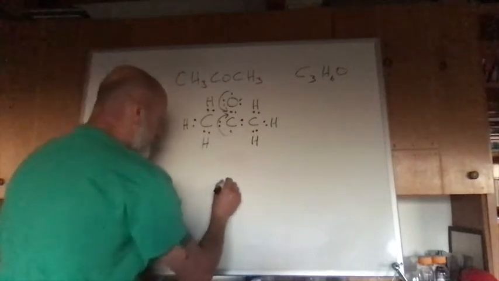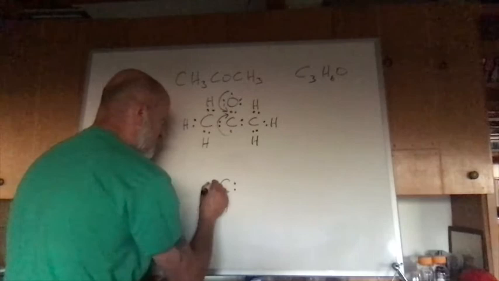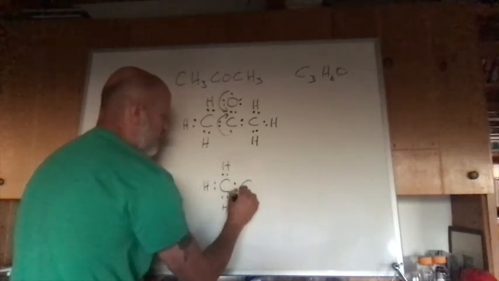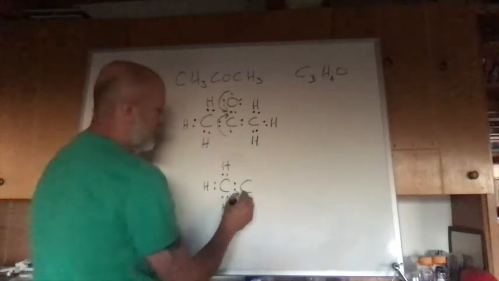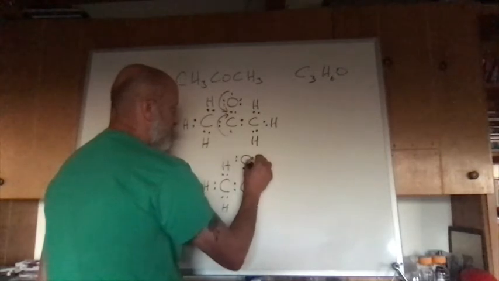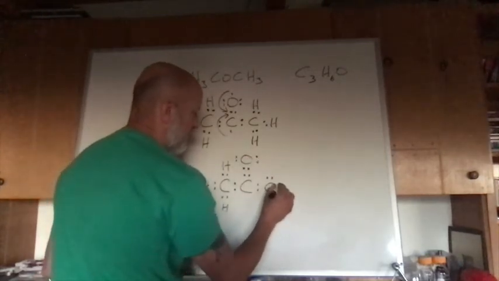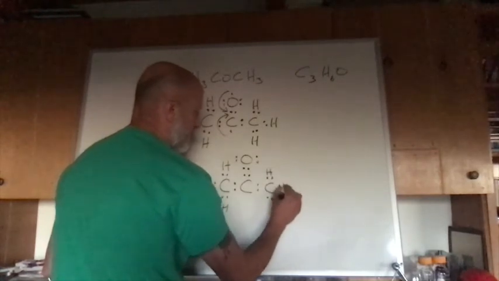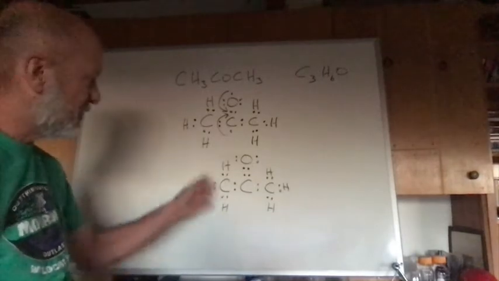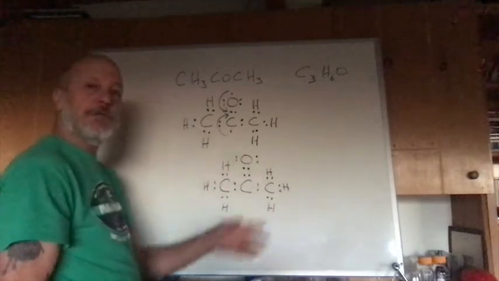So let's write this. I've got this carbon here that's now sharing 2 pairs with this oxygen. A lot of dots. And I get that. That would be the dot structure. Let's replace the covalent bonds with a line. It's a lot cleaner when we get to something like this.